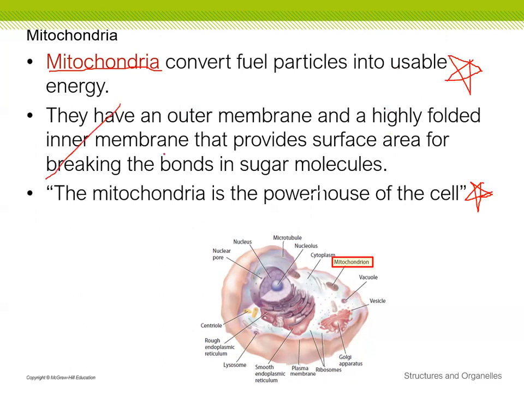Don't really need to know this part. You just need to know that it is responsible for converting food into energy.